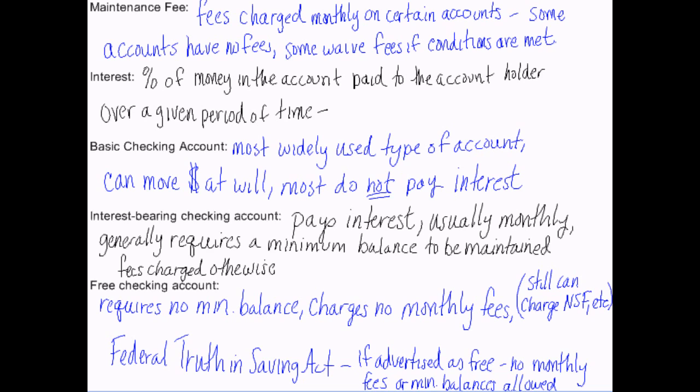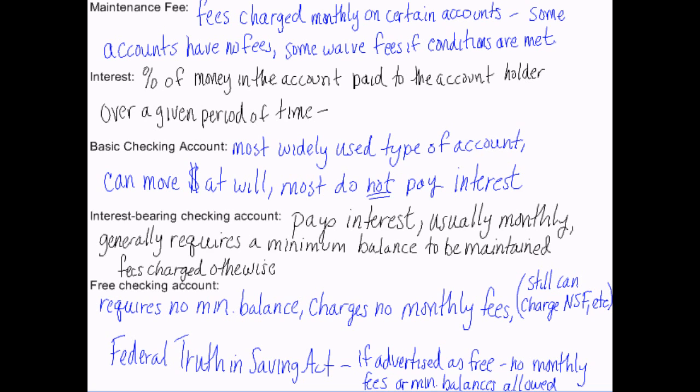Interest-bearing checking accounts pay interest. They usually pay it monthly, some pay it annually. They usually require a minimum balance to be maintained. So in order to earn that interest and keep the account open, you have to keep a certain set number of dollars in the account at all times. And the bank decides what that amount is. Then if you go below that balance, you get charged fees and penalties.